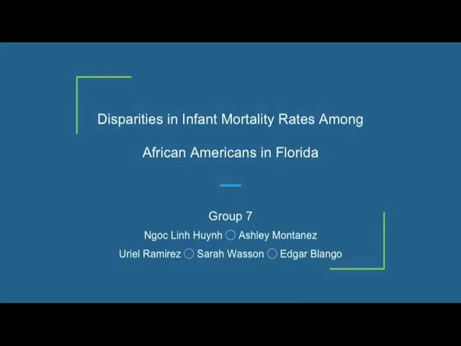Hello, we are Group 7 reporting to the public about disparities in infant mortality rates among African Americans in the state of Florida.